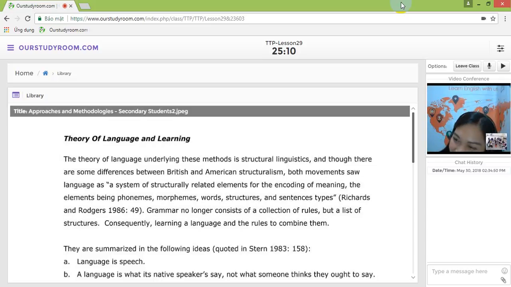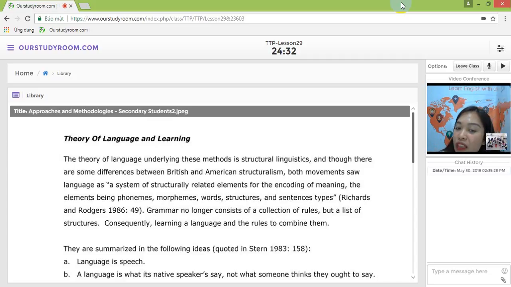Okay, so here, teachers, a language is what its native speakers say. For example, sometimes we don't understand what native speakers are talking about, right? Especially the way they pronounce the words. And sometimes with those words or phrases, we mistakenly understand their language, because we didn't understand what they are talking about.